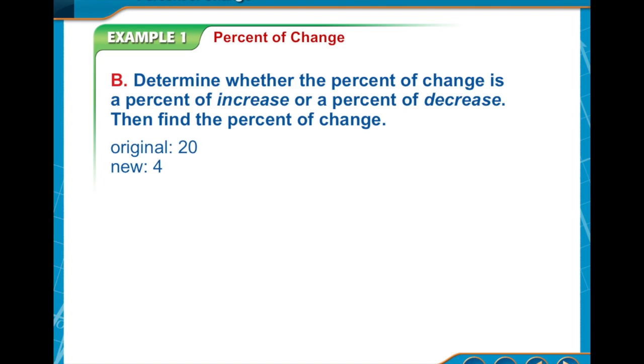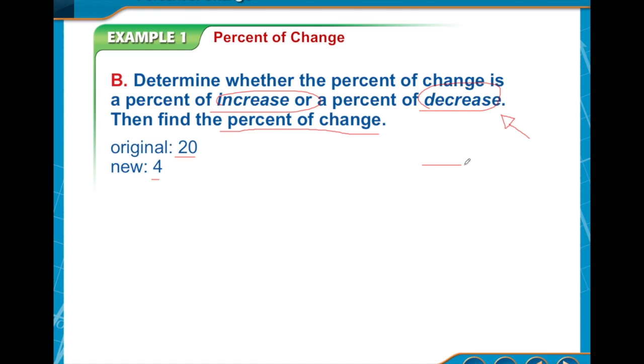So here's another one. We want to think about these numbers. Starting with 20, we ended with 4 of something. We don't know what. But we started with 20, we end with 4. Is that an increase or a decrease? So first, let's think about that. Well, if you start with 20 and you end with 4, you definitely have less here than with what you started with. So we know that it has to be a decrease. We're talking about some kind of decrease. But now we need to find the percent of change.